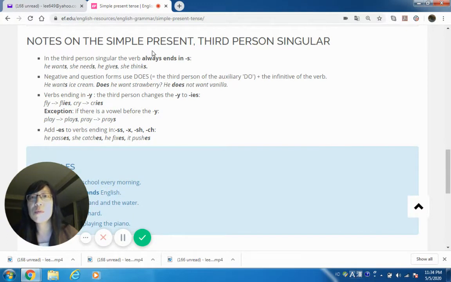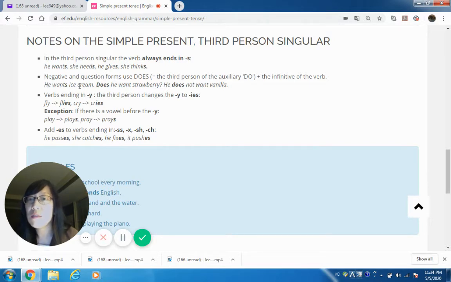Notes on the simple present. Third person singular. In the third person singular, the verb always ends in S. He wants, she needs, he gives, she thinks. So most of the time, you will only have to add S at the end.